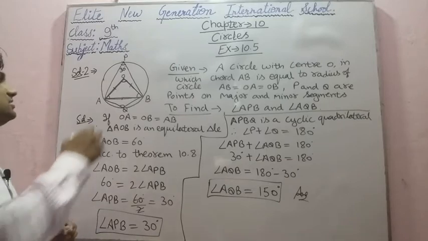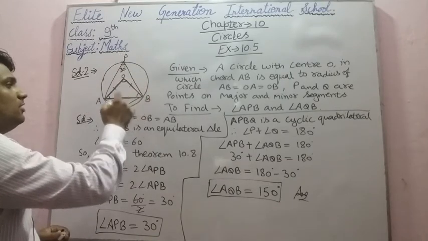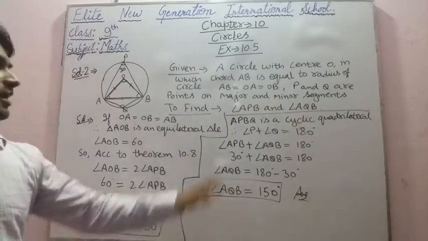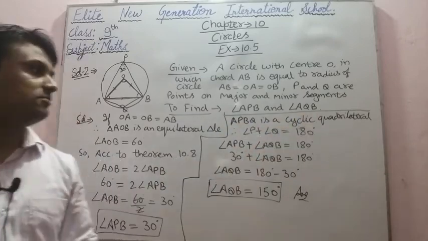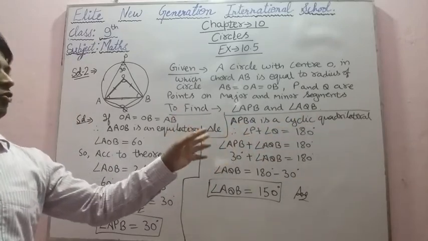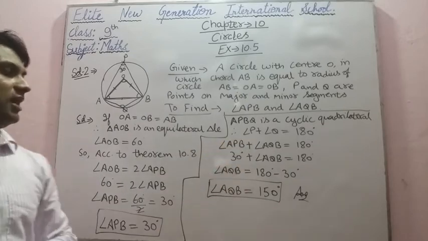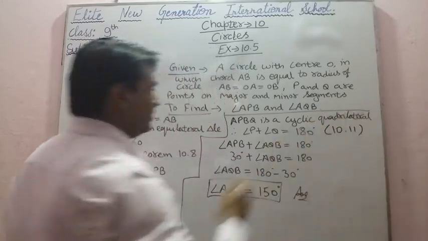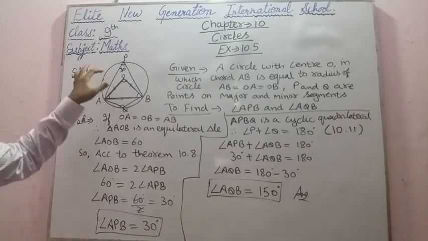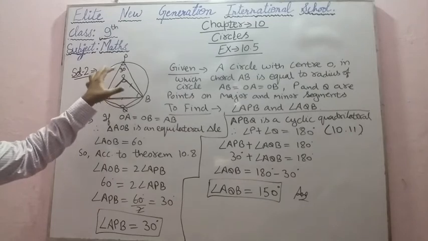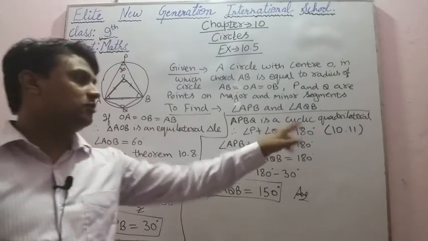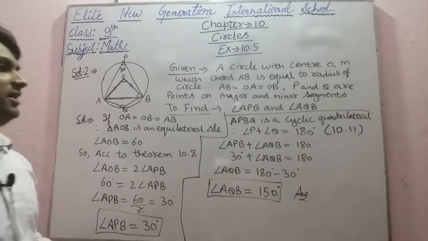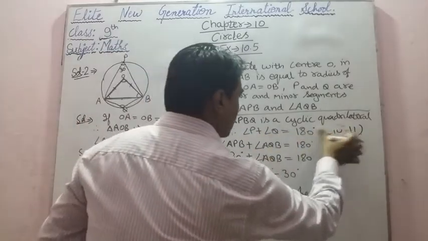Now after this we can say that APBQ is a cyclic quadrilateral. So here APBQ is a cyclic quadrilateral. As we know by theorem 10.11, when a quadrilateral is cyclic, then the sum of opposite angles will be equal to 180. So angle P plus angle Q will be equal to 180 degrees. This we can say by theorem 10.11.